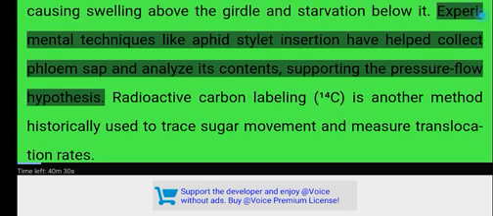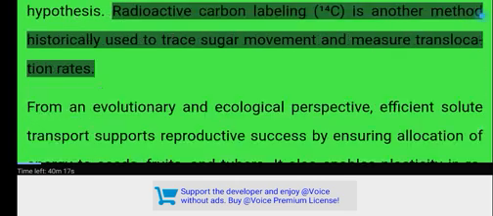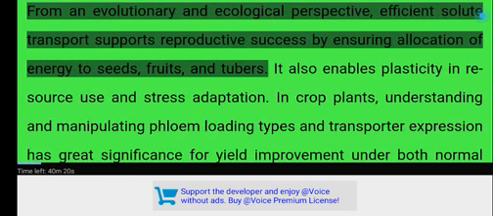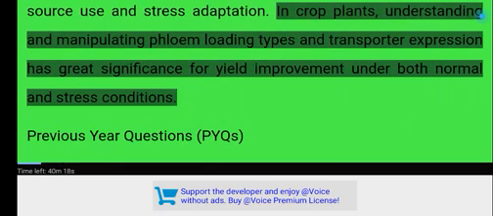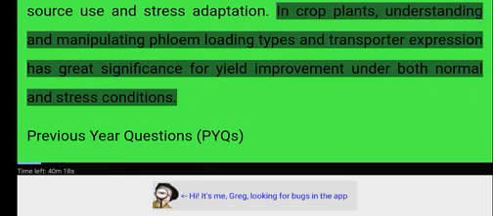Experimental techniques like aphid stylet insertion have helped collect phloem sap and analyze its contents, supporting the pressure flow hypothesis. Radioactive carbon labeling with 14C is another method historically used to trace sugar movement and measure translocation rates. From an evolutionary and ecological perspective, efficient solute transport supports reproductive success by ensuring allocation of energy to seeds, fruits, and tubers. It also enables plasticity in resource use and stress adaptation. In crop plants, understanding and manipulating phloem loading types and transporter expression has great significance for yield improvement under both normal and stress conditions.